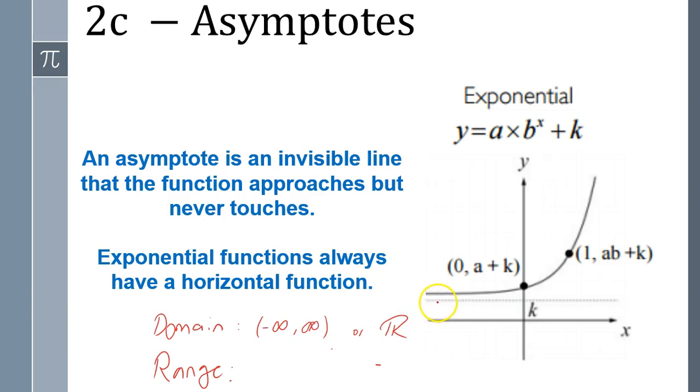The range, however, goes from the asymptote up, or if it's a negative function, from the asymptote down. Okay, so the range for this one, if we're saying that that's 1, would be 1, doesn't include 1, so it's got a round bracket, to infinity. Okay, so just have a think about that when you're graphing it, what the domain and the range are going to look like.